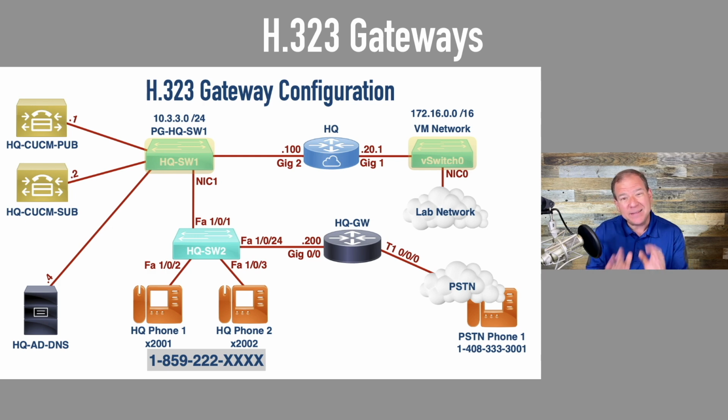And at the end of this demonstration, hopefully, we're going to be able to call back and forth from an HQ phone out to this PSTN phone, which we're pretending has a phone number of area code 408, office code 333, and subscriber number 3001.